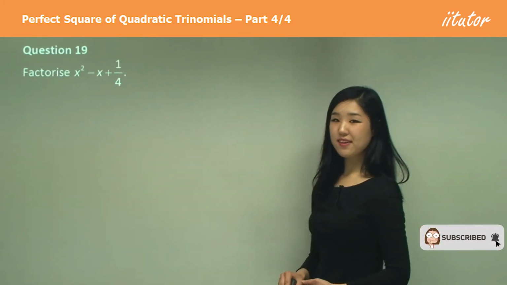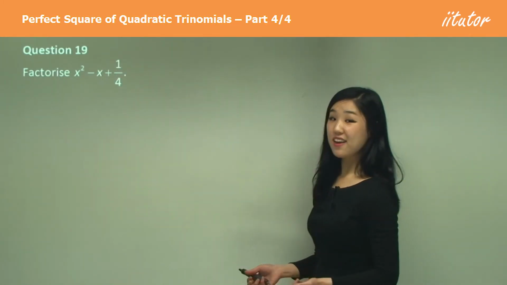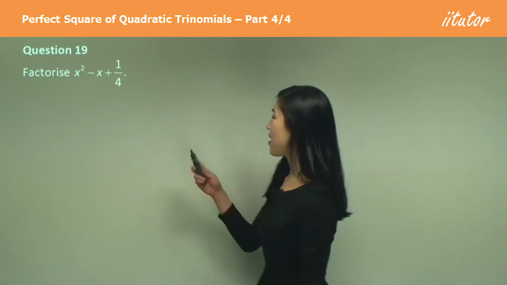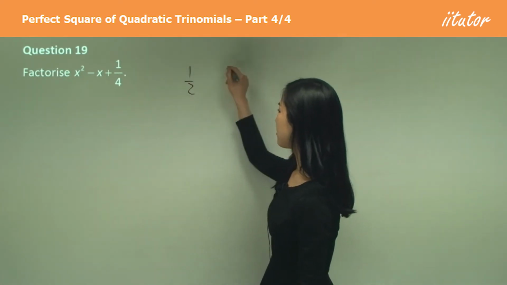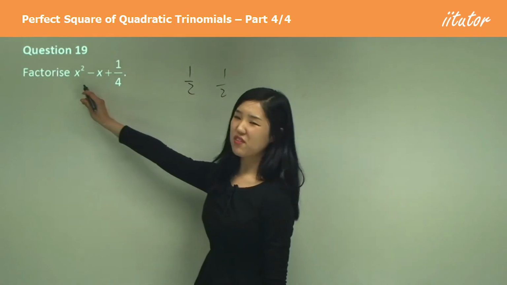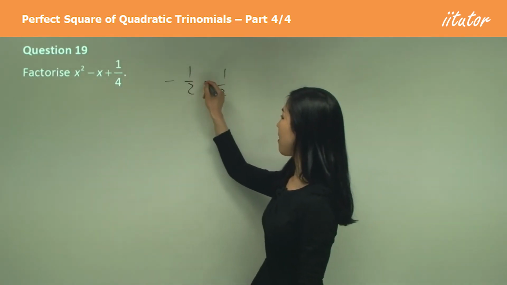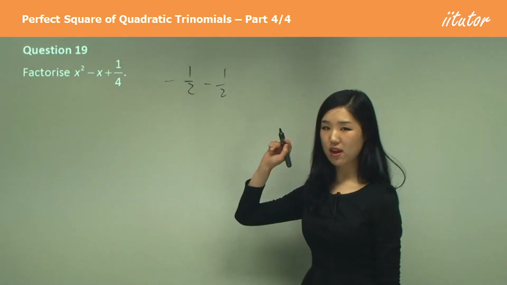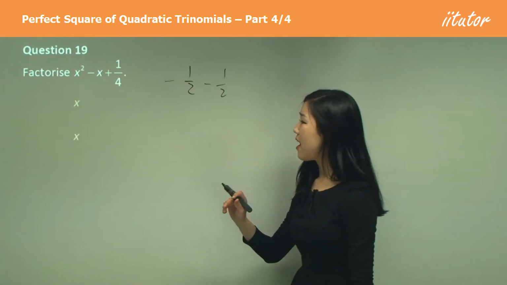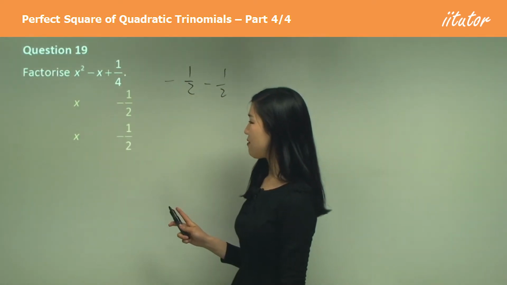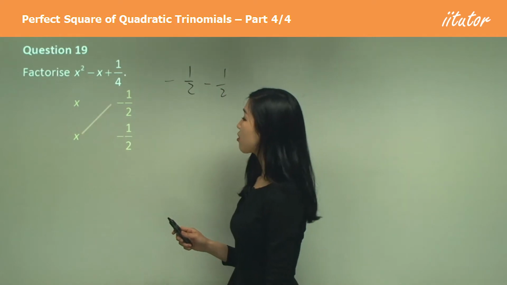So question 90, okay, we've got another fraction, but again, guys, keep it the same way. We know that a quarter is a half times a half, and because we have a negative, we must have negative half and negative half, because negative times negative makes a positive. Now, x and x on our left, negative half and negative half on our right, cross multiply.